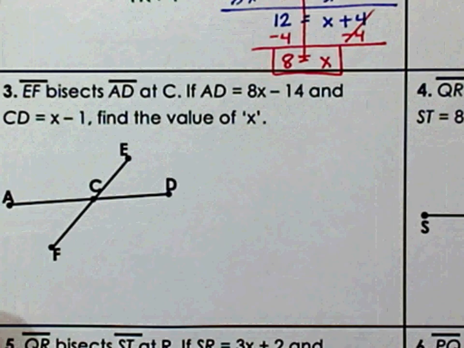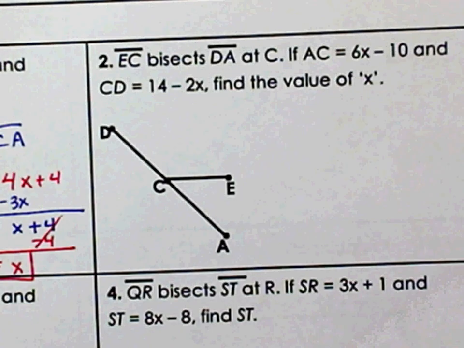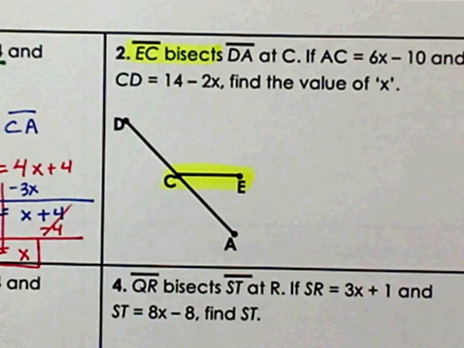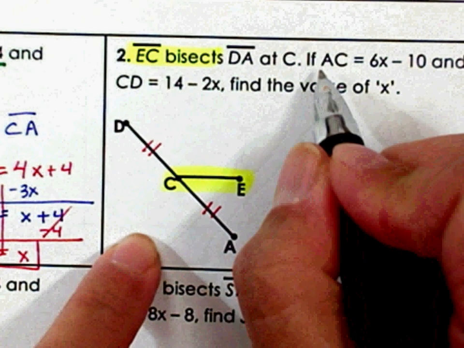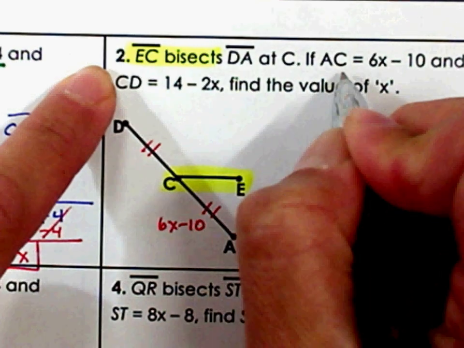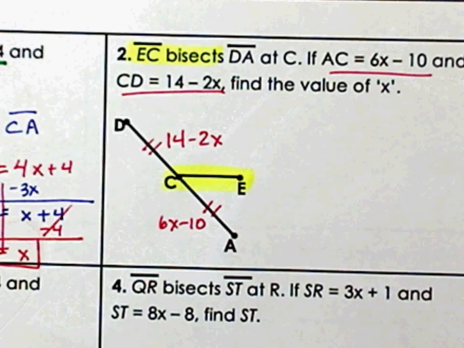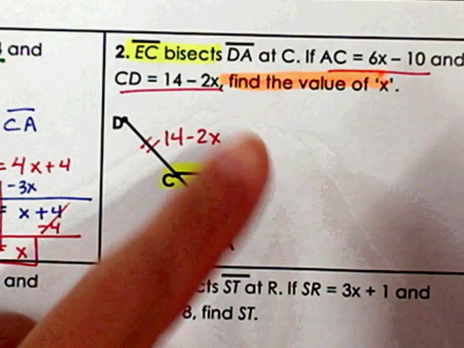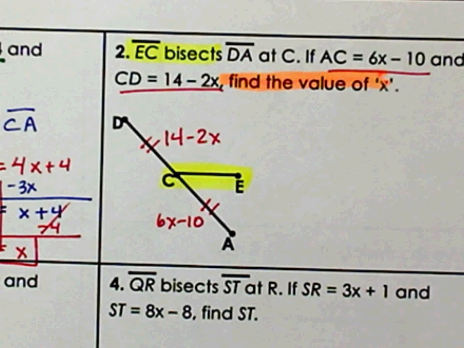All right, let's look at number 2, okay? Here's number 2. All right, let's read the same thing. What does it say? It says CE bisects. So what it does is these two are congruent. It says AC is 6x minus 10. And CD, here CD, is 14 minus 2x. And the question says, find the value of x. See the word find? Find means I want the answer.